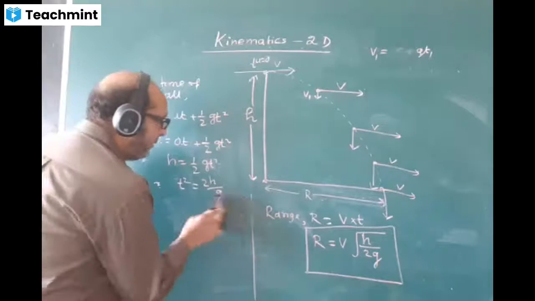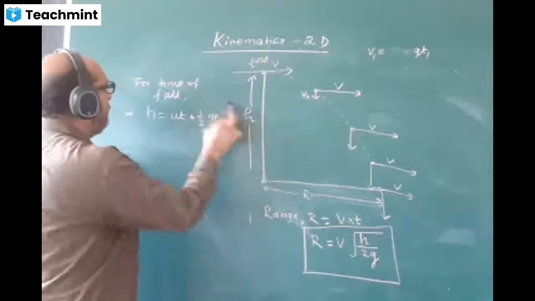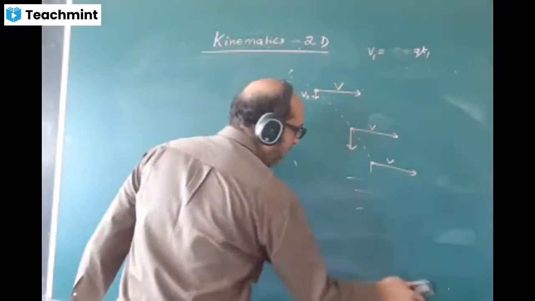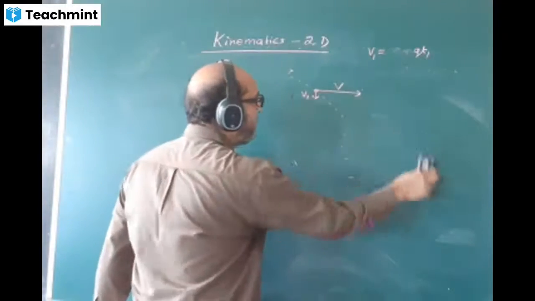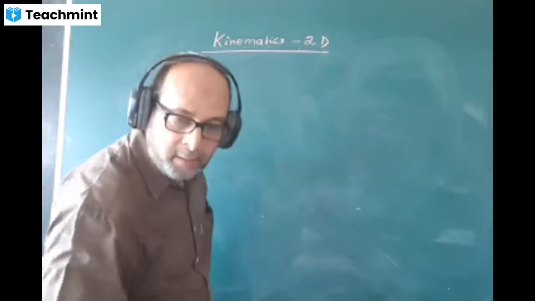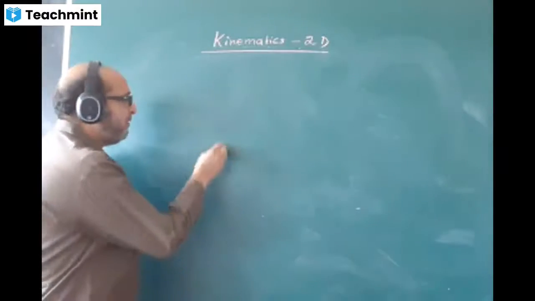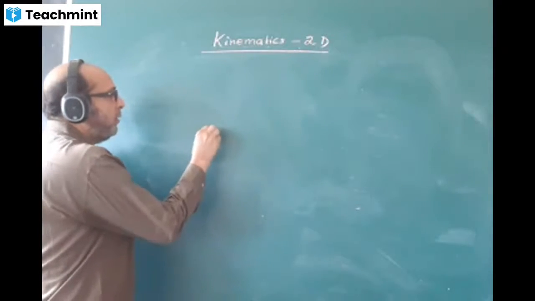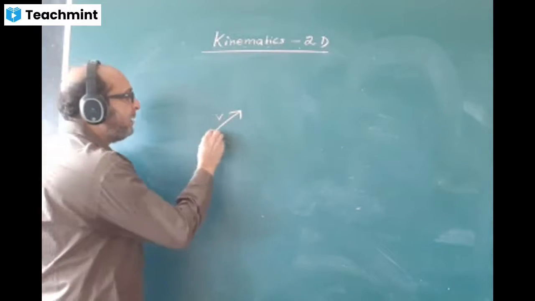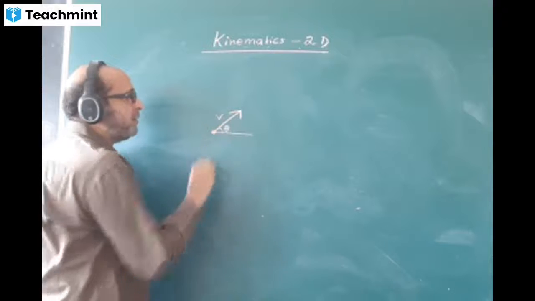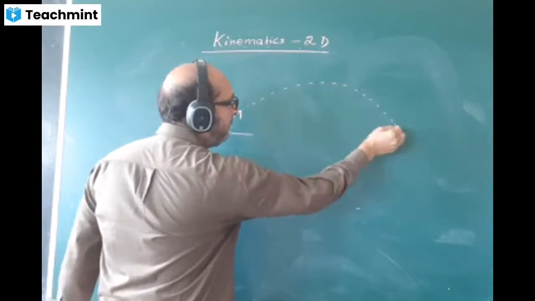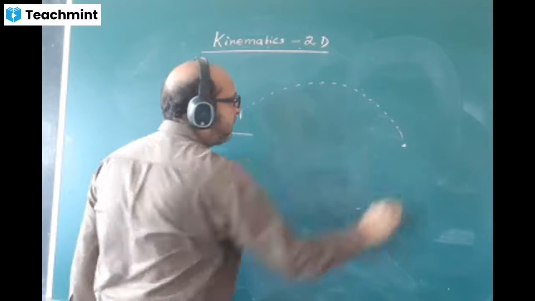Okay. Now let us find the equation of trajectory. Listen, when we project a body like this, making some angle theta from the ground level, what happens? It goes up like this and will take up a path like this, in this manner.